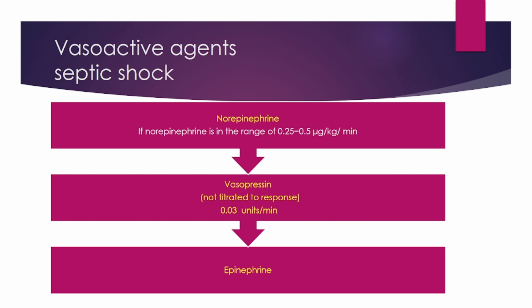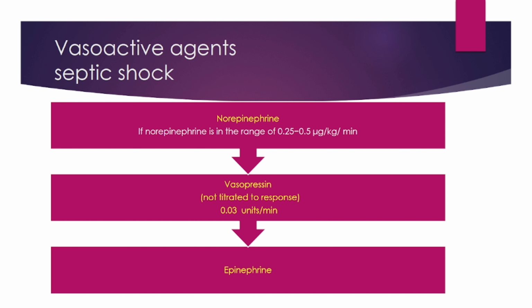So we have given fluid, screening is done, organ assessment is done, we have started fluid and antibiotic, and the patient is still not responding to fluid. So we have to go for a vasoactive agent, that is norepinephrine. We have to start norepinephrine, but you don't need to start a CVP line. You can start from the peripheral line. Up to 6 hours, you can give norepinephrine through a peripheral line.